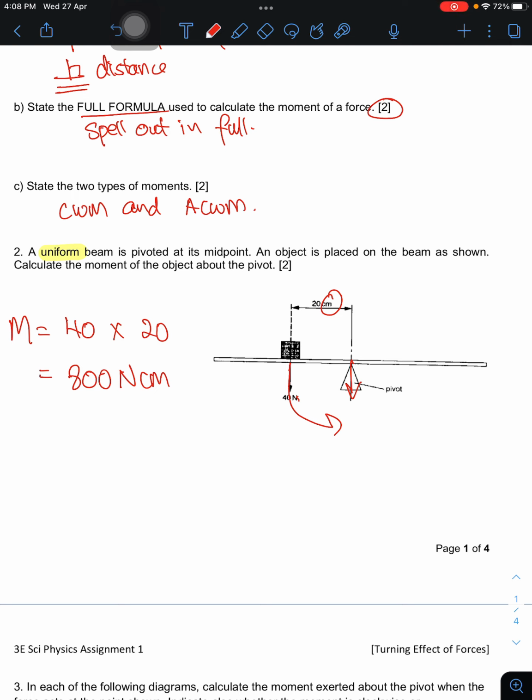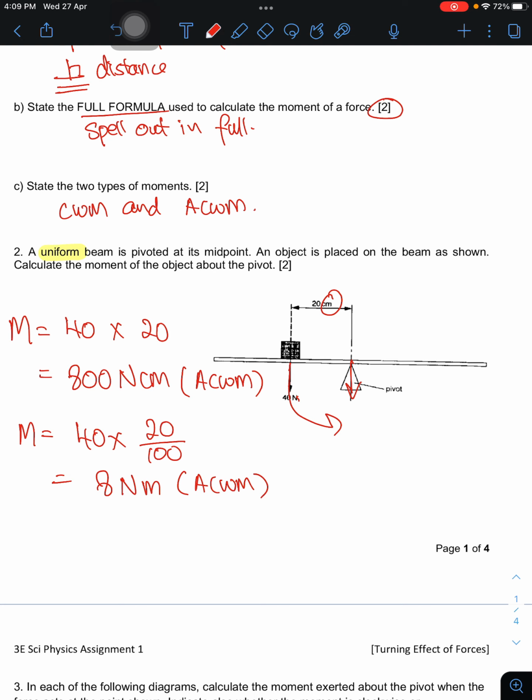So remember, moment also has direction. Please, you need to write this in. This is anti-clockwise moment. Spell it out. Can you leave your answer in Newton meter? Of course we can. Another way to look at it is moment equals 40, then we just have to convert the distance to meter. So 40 multiplied by, in this case, 0.2, is 8 Newton meter, anti-clockwise moment. Either one.